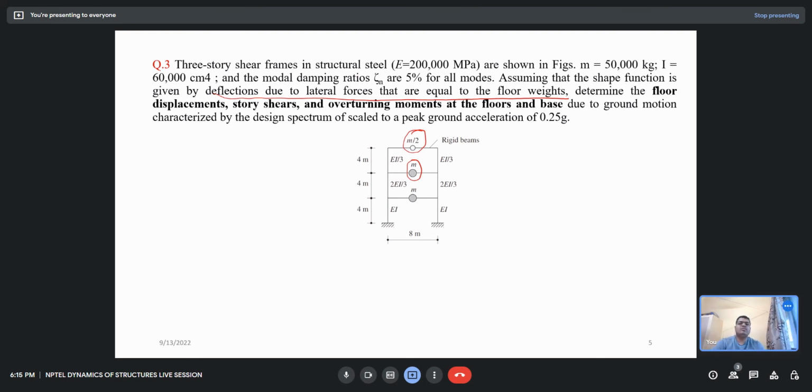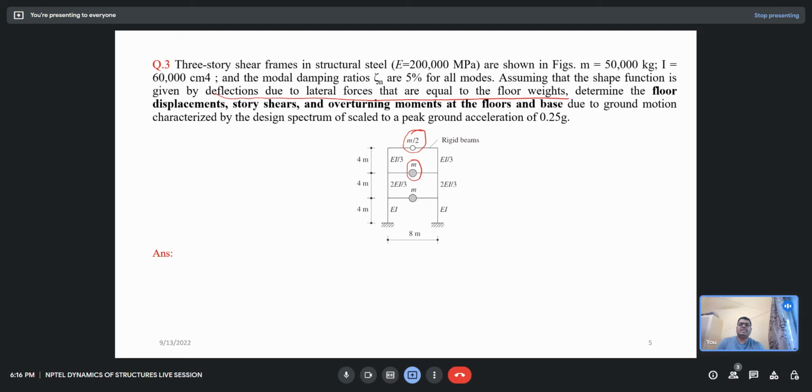After getting this, we have to determine the floor displacement, story shear, and the overturning moment at the floors and the base due to the ground motion characterized by the design spectrum, which I will provide later in this question. That ground motion is scaled to 0.25 g. Okay, so our first task in this question is to find the shape function.